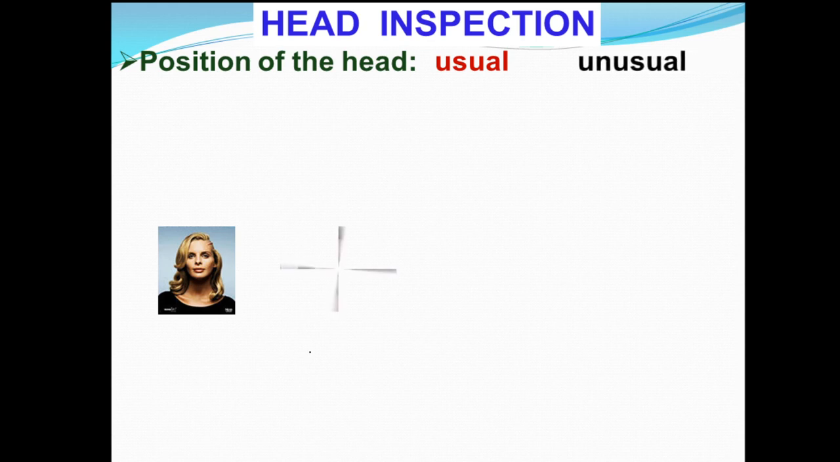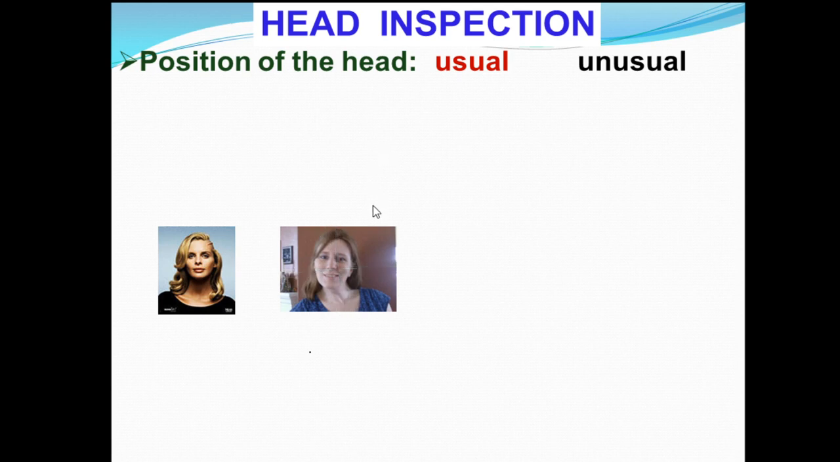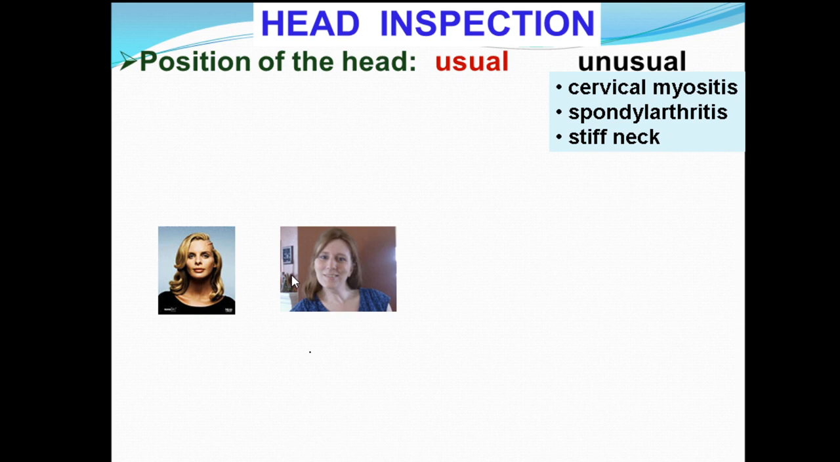Head inspection. This question also will be given on the exam. First of all, we must assess the position of the head. Relative to the trunk, it must be along the median line of the body, which will be assessed as usual, corresponding to norm. An unusual position of the head, when it's slightly moved to any side, may be due to cervical myositis, spondyloarthritis, or stiff neck, a complication of abnormal delivery of a newborn.